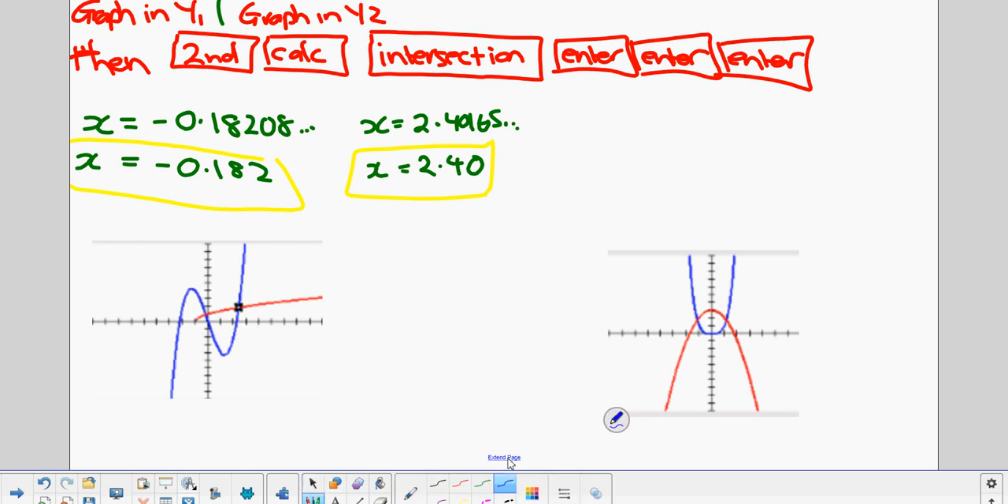Yeah, this is for the second one. There's a second question up here somewhere. So you'll probably get x equals.